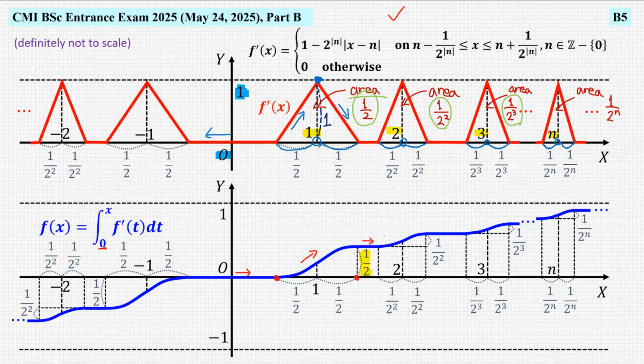Then it stays constant for a bit, and then increases again when x is from 2 minus 1 over 2 squared to 2 plus 1 over 2 squared, now by the amount of 1 over 2 squared. Then upon passing x equals 3, the function increases by 1 over 2 cubed, and generally upon passing through x equals n, the function increases by 1 over 2 to the power of n. Because the increased values form a geometric series, the function is bounded between -1 and +1.